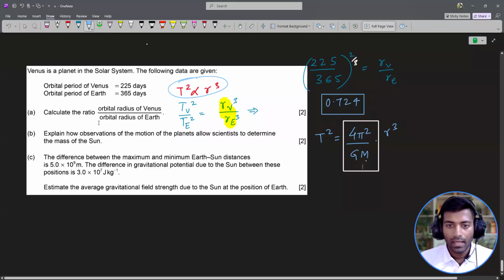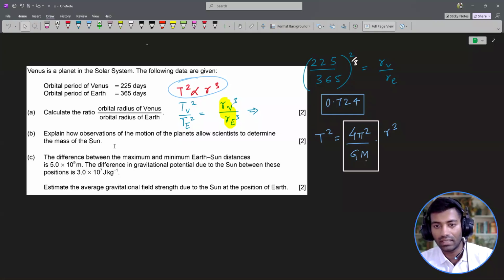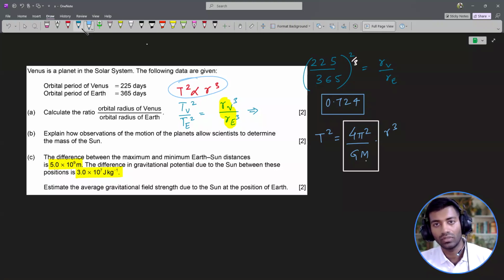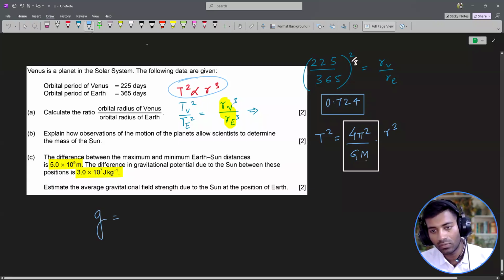Let's move ahead. A difference between max and mean Earth-Sun distance is given, and the difference in gravitational potential is given. Find the average gravitational field strength. So we have the difference in gravitational potential between 2 points, and we also have the distance between the 2 points. We just have to calculate the average gravitational field. So what we can do is implement g equals negative delta Vg over delta r.